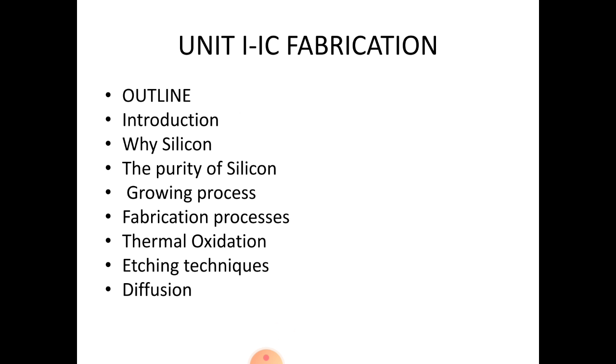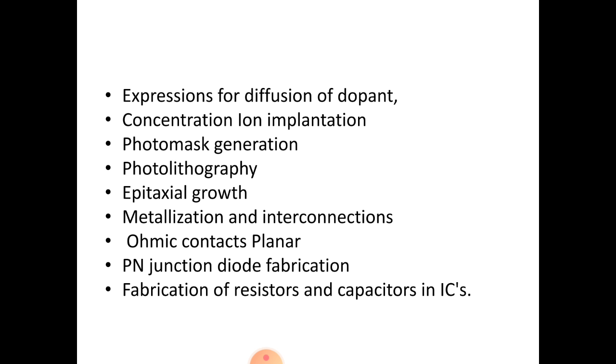So what are the steps involved in IC fabrication? These are the steps: first one is fabrication process, thermal oxidization, etching techniques, diffusion, expression for diffusion of dopant, concentration of ion implantation, photomask generation, photolithography, epitaxial growth. These are the steps involved in IC fabrication. The remaining topics are subtopics in first unit.